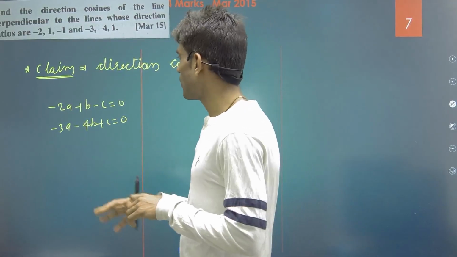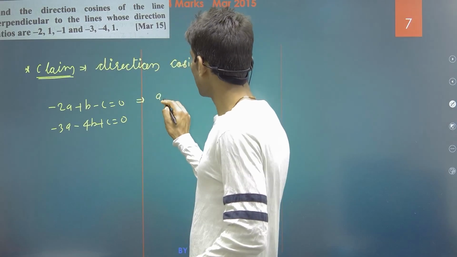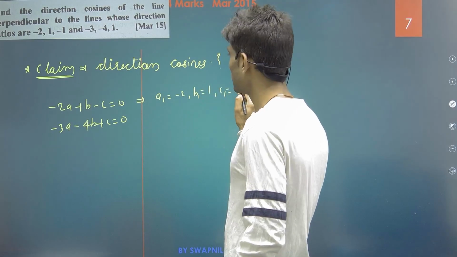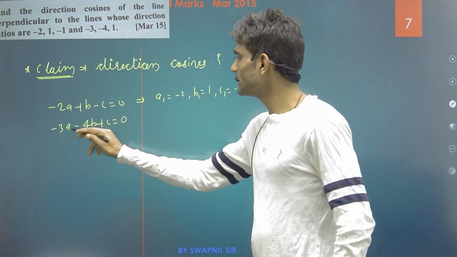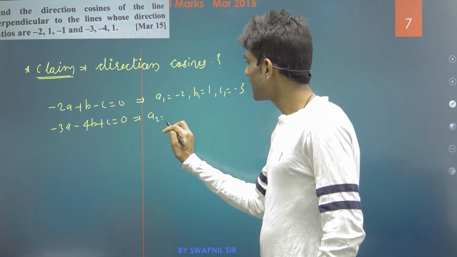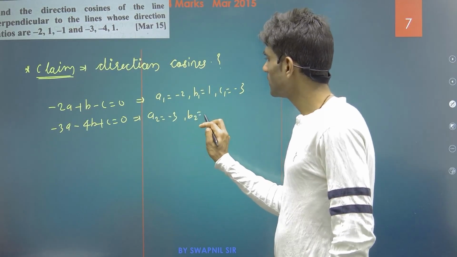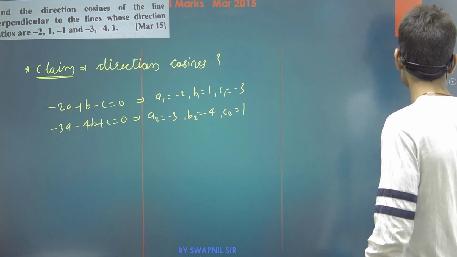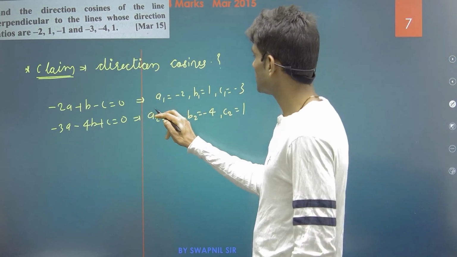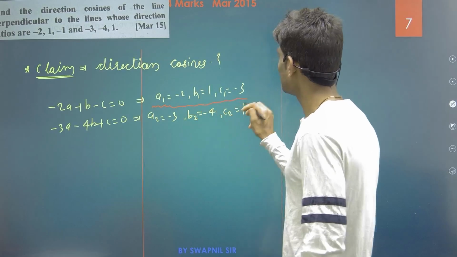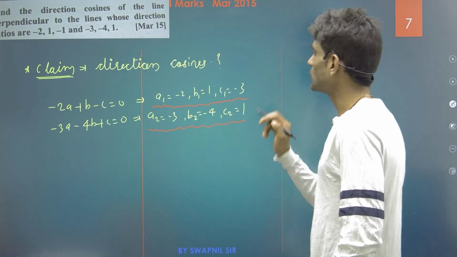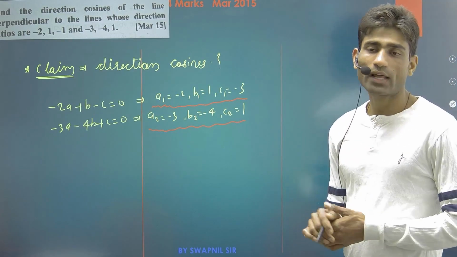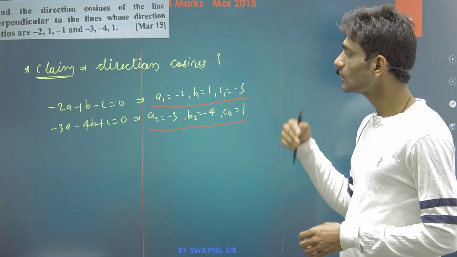Now as we have here the values A1 is minus 2, B1 is 1 and C1 is minus 1; similarly A2 is minus 3, B2 is minus 4 and C2 is 1. So we have the values for A1 B1 C1 and A2 B2 C2 here. These are all the values given for our two equations.